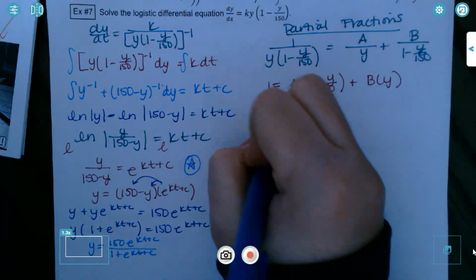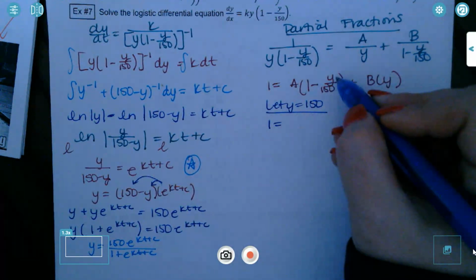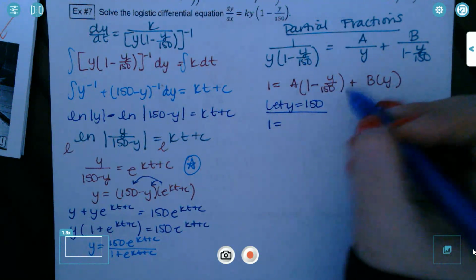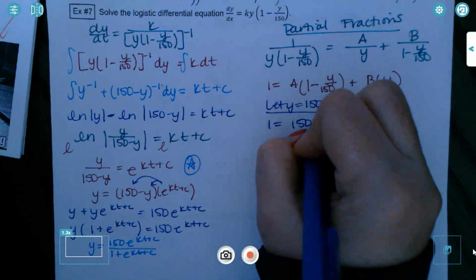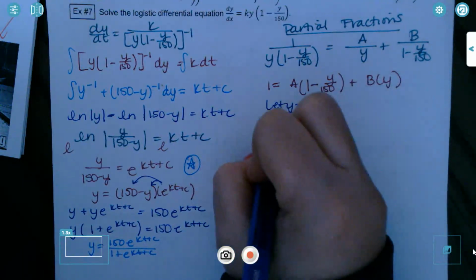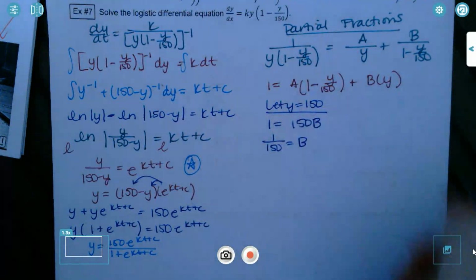So if that's the case, then 150 over 150 is 1. 1 minus 1 is 0. A goes away, so it would be 150b. So then 1 over 150 is b.